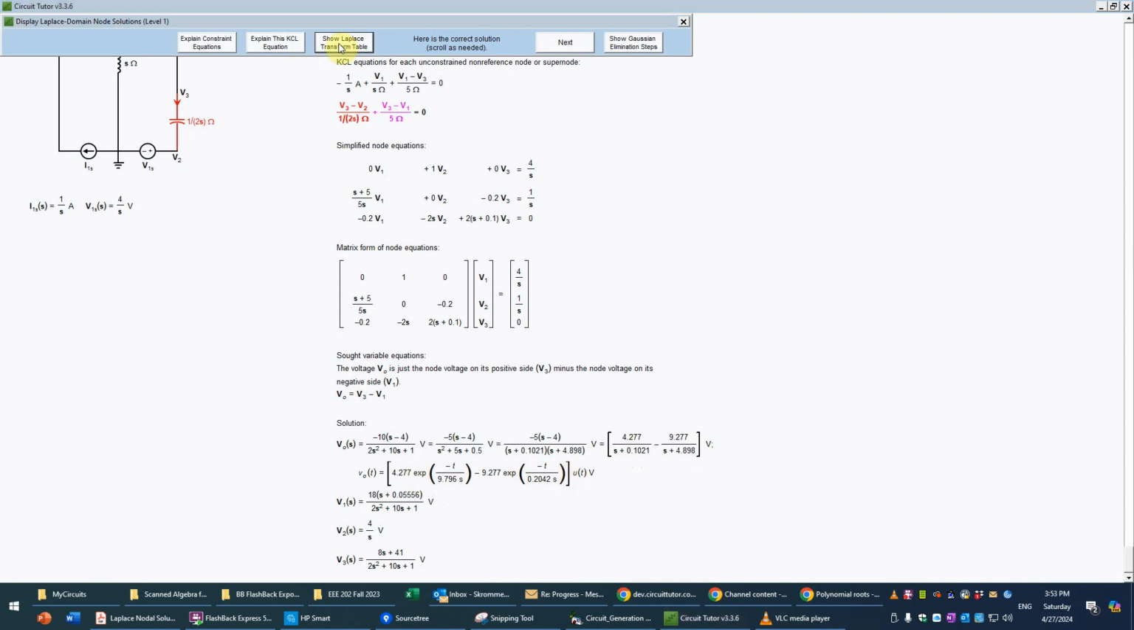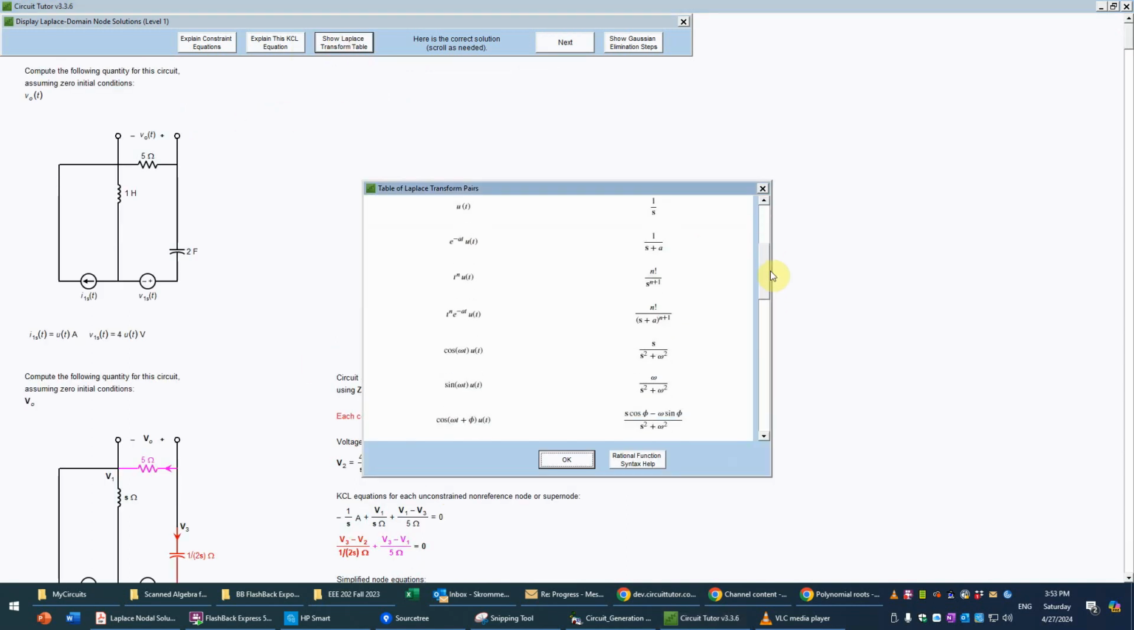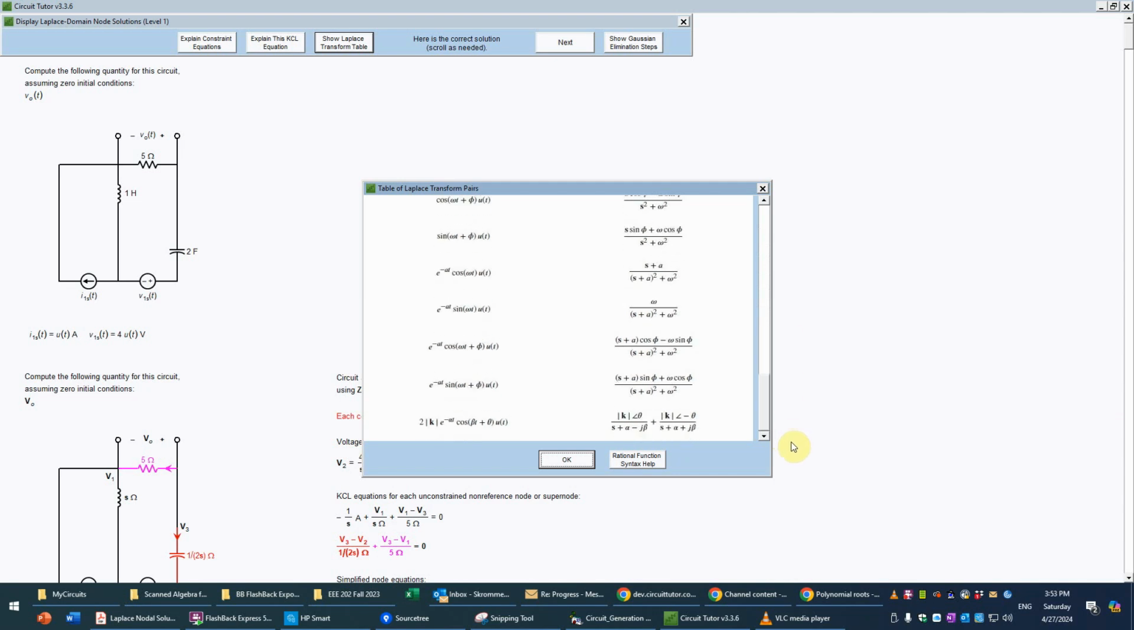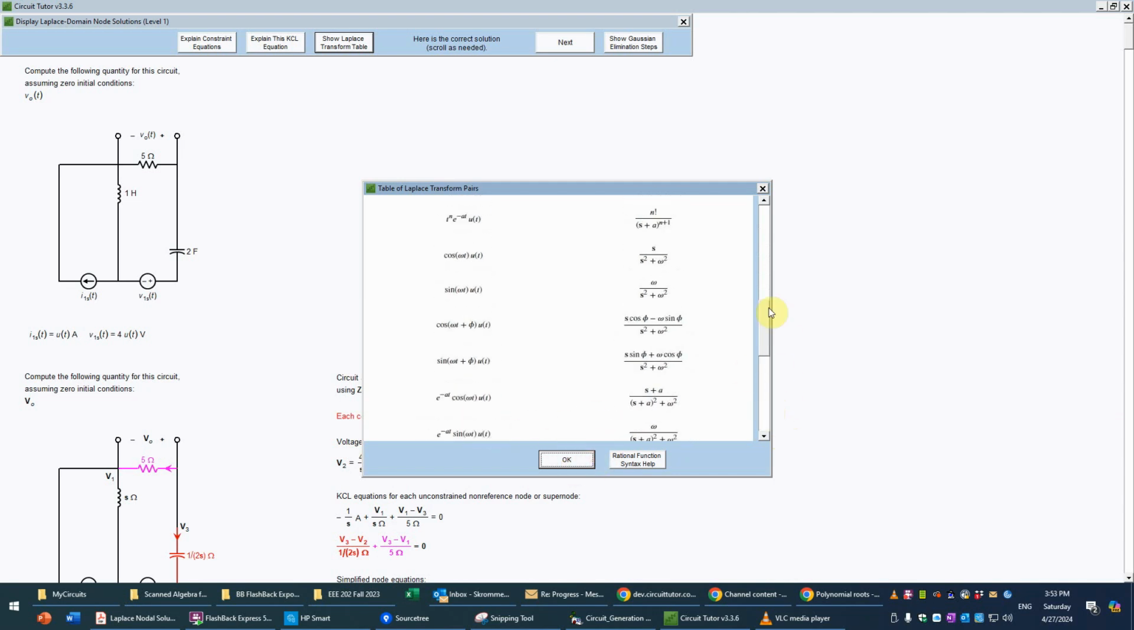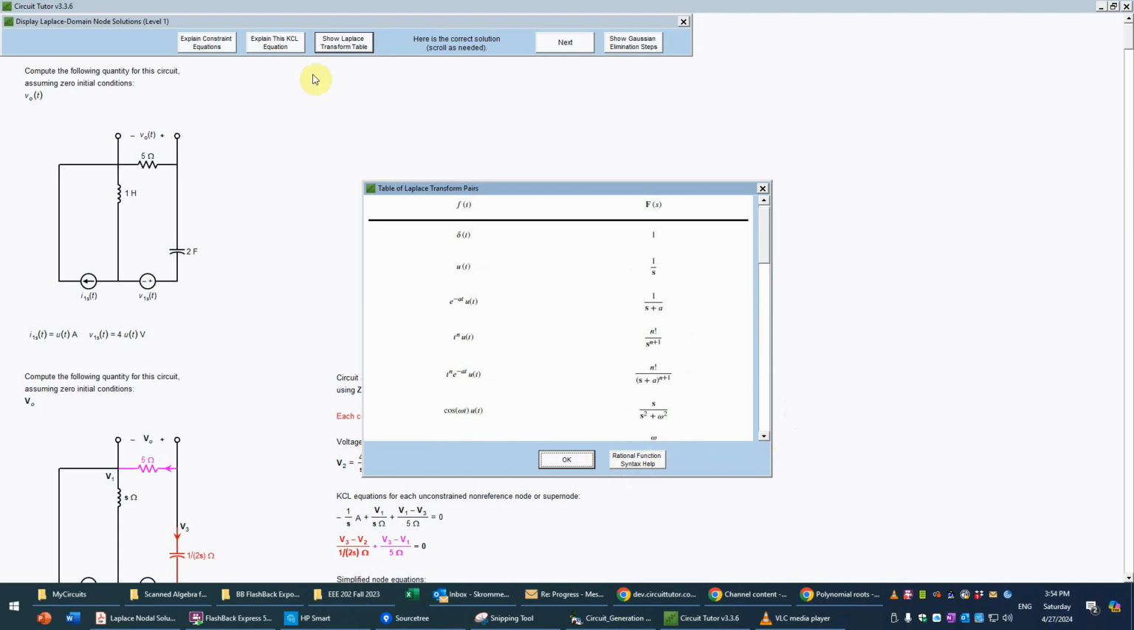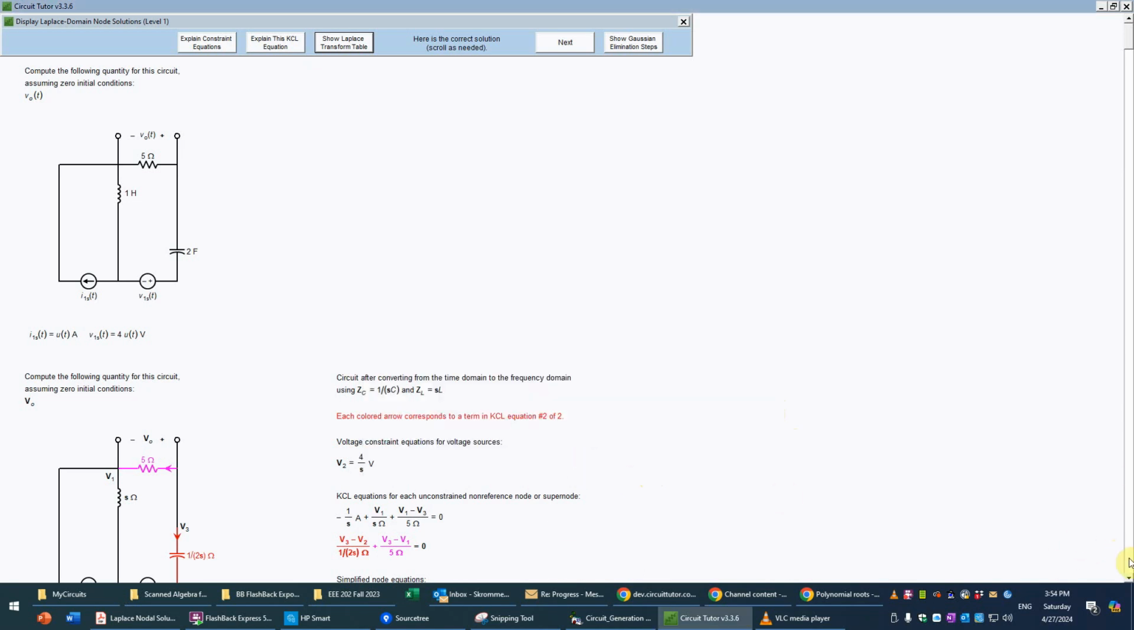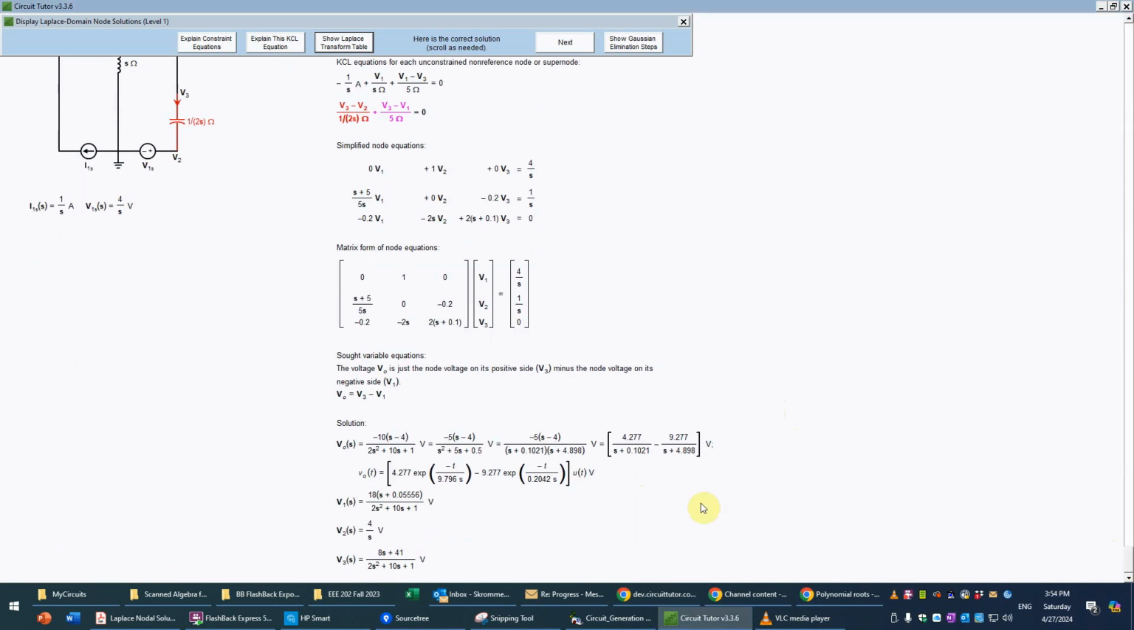And there's a table available here at all times of Laplace transforms, including the one for the case with complex roots down at the bottom here. And there's also, if you're getting help, the rational function syntax help, which I mentioned before. Okay, so that's the final result, and that's the example. And if you want additional explanations of the equations or the constraint equations and so forth, you can get that up here.